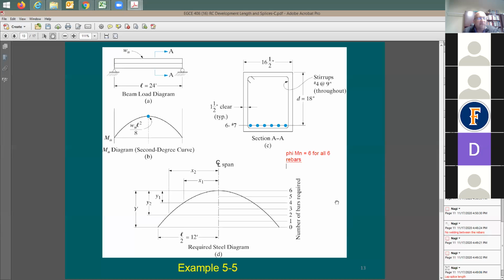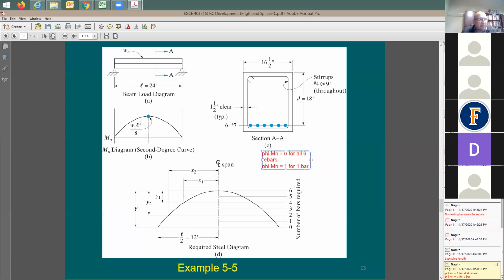How about phi Mn for one rebar only? It's going to be equal to how much? I'm going to say phi Mn for one rebar is going to be equal to 1 for 1 bar. Do you guys agree? If 6 rebars are going to be covering 6 units, right, then one rebar is going to be covering only 1 unit of this moment diagram.